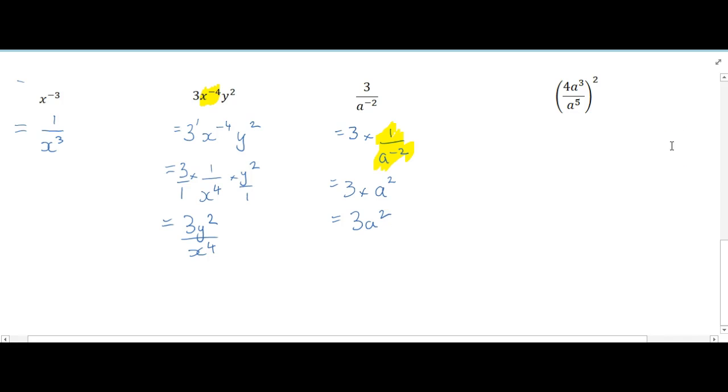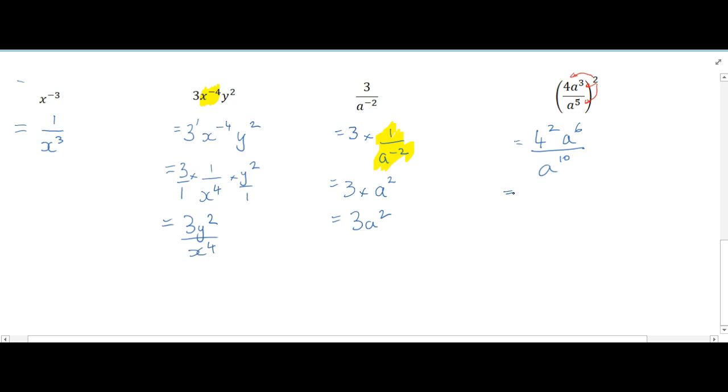Now this one here doesn't have any obvious negative powers in it, but what's going to happen when you expand it and simplify it, I'll show you, you will end up with a negative power, which is what often happens with these. So let's get rid of the brackets, the power of 2. Using our fraction index law, we can expand all these. This power belongs to all those numbers in the brackets, so it's going to be 4 to the power of 2 over a to the power of 3 to the power of 2, which is a to the power of 6 over a to the power of 10.